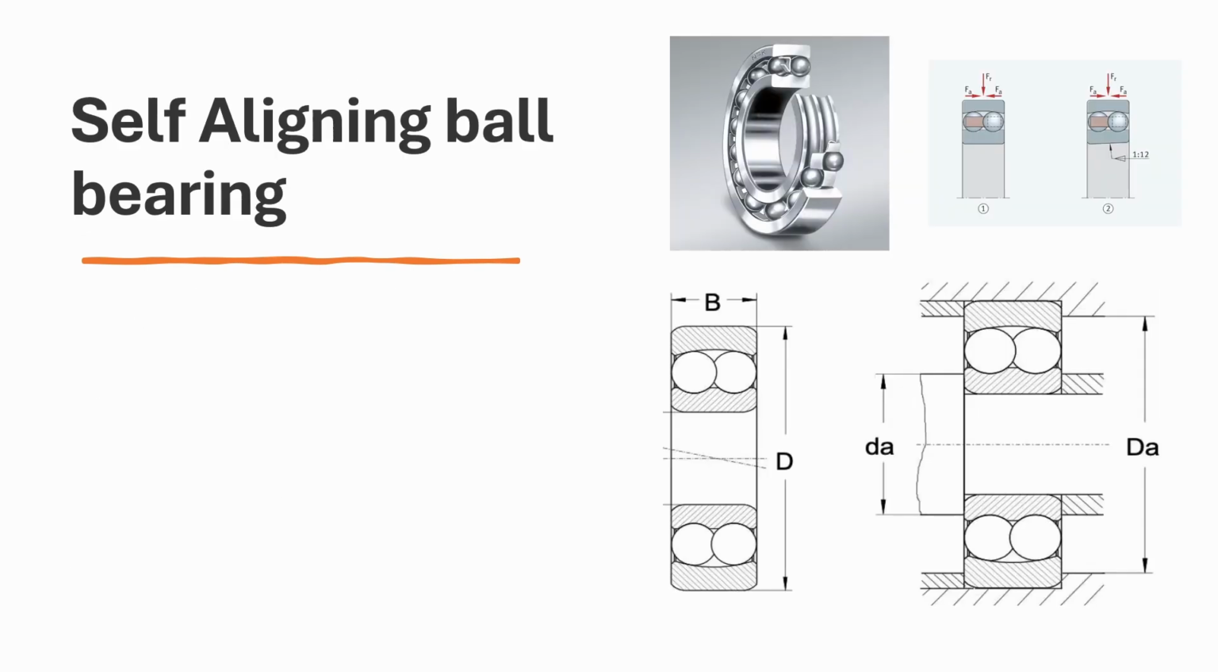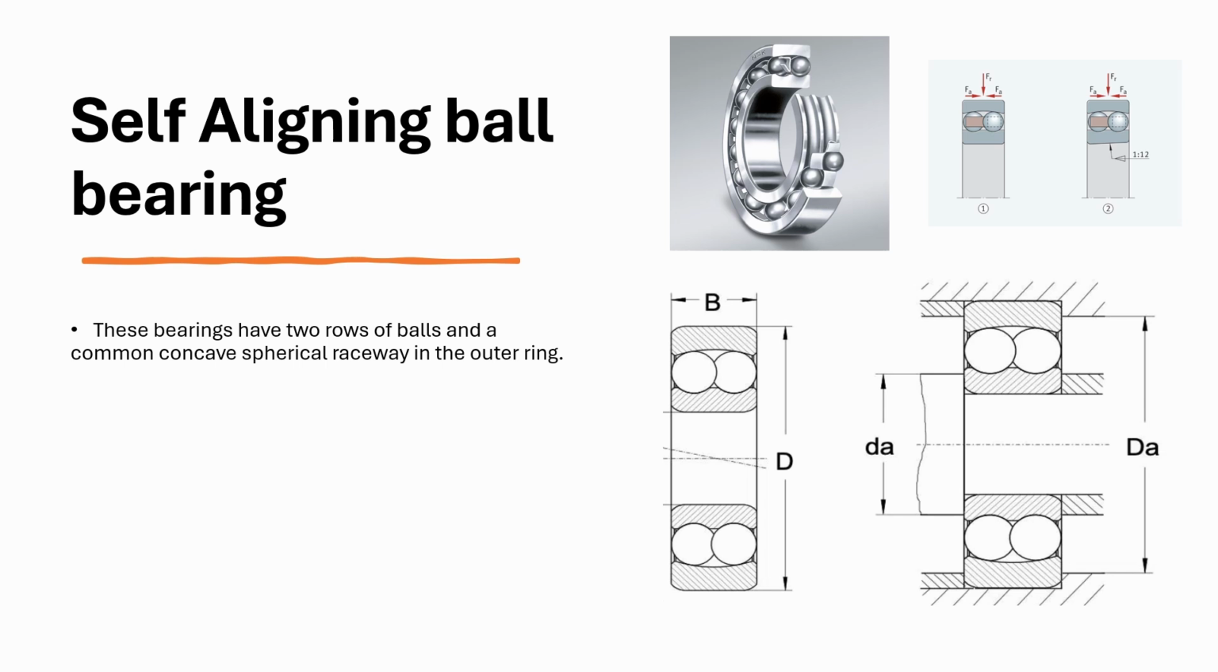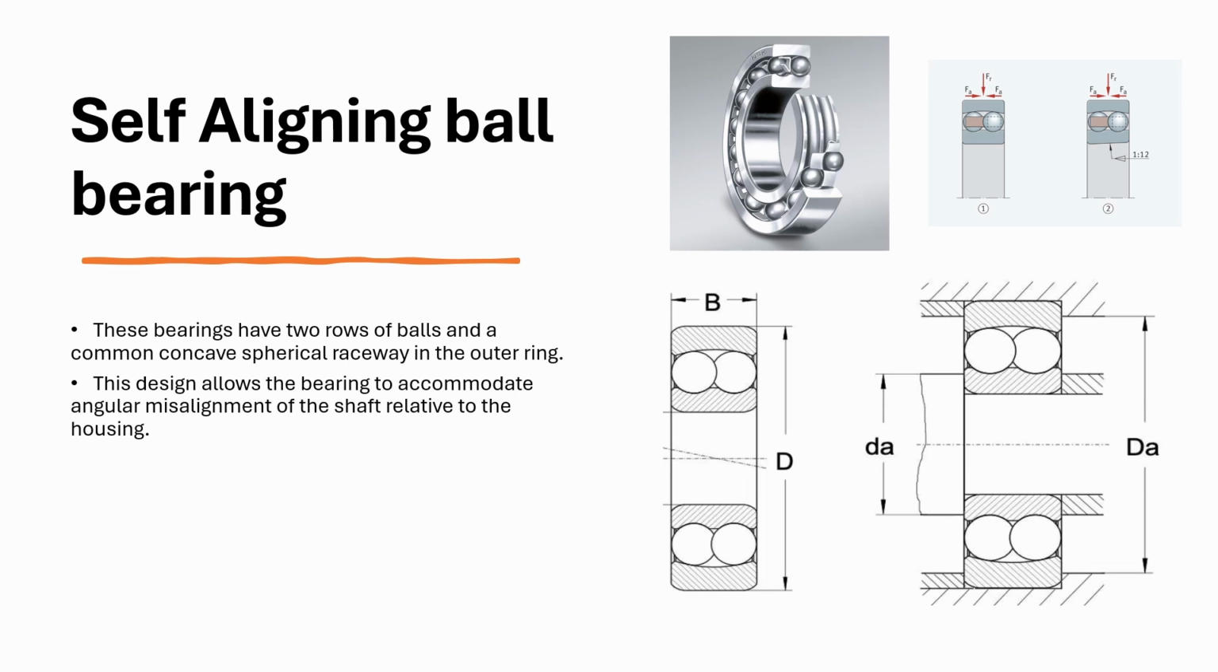Self-aligning ball bearing. These bearings have 2 rows of balls and a common concave spherical raceway in the outer ring. This design allows the bearing to accommodate angular misalignment of the shaft relative to the housing. Applications: agricultural machinery, textile machinery, conveyors.